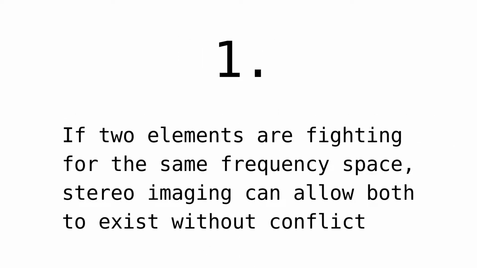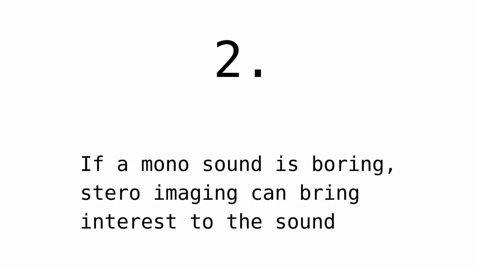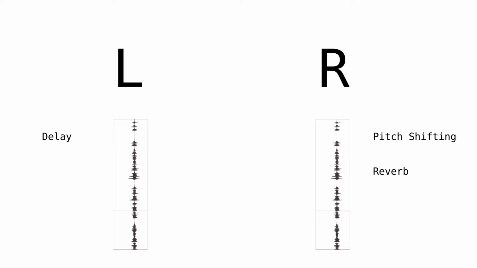First, if two elements are fighting for the same frequency space, stereo imaging can allow both to exist without conflict. In another circumstance, if a mono sound is boring, stereo imaging can bring interest to the sound. To perform stereo widening, separate the left and the right channels and add different effects to each. It's that simple.